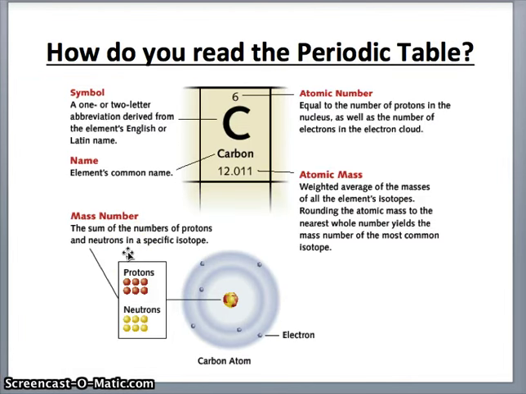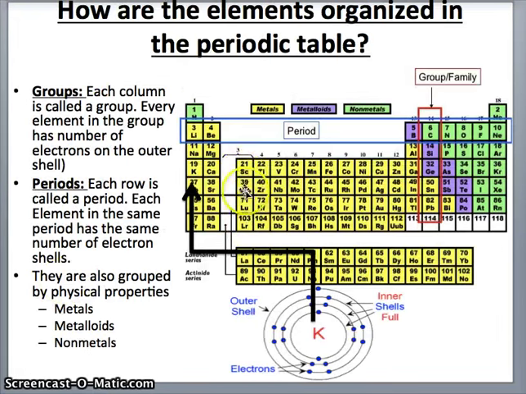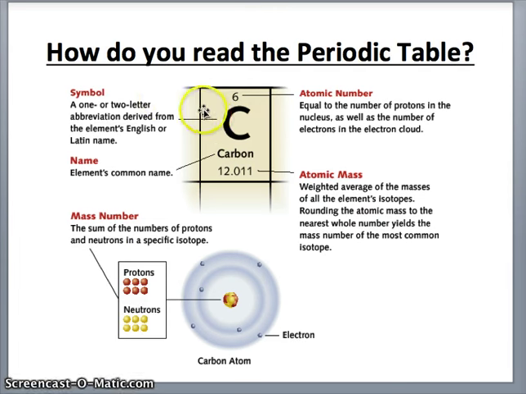Now I'm going to show you how you can read each part of the periodic table. If you were to zoom into one of these boxes, you would see a lot more detail. First, you have the symbol. The symbol, the letter, is usually 1 or 2 letters. It's an abbreviation for the actual name of the element, and the name is underneath the symbol. So this is C for carbon.